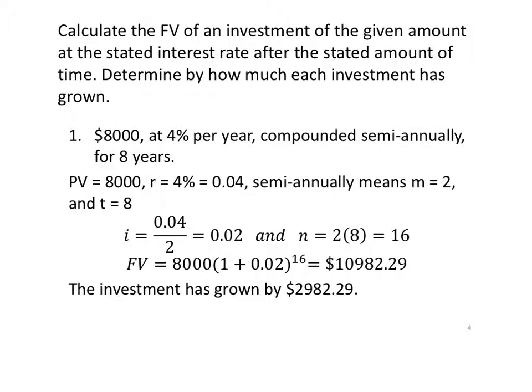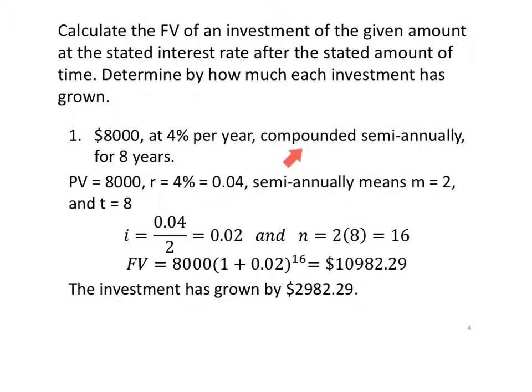Let's calculate the future value of an investment of $8,000 at 4% per year, compounded semi-annually for 8 years. And then we'll also determine by how much this investment has grown. Same as with simple interest, $8,000, the amount that we are investing, is our present value. 4% written as a decimal is 0.04.